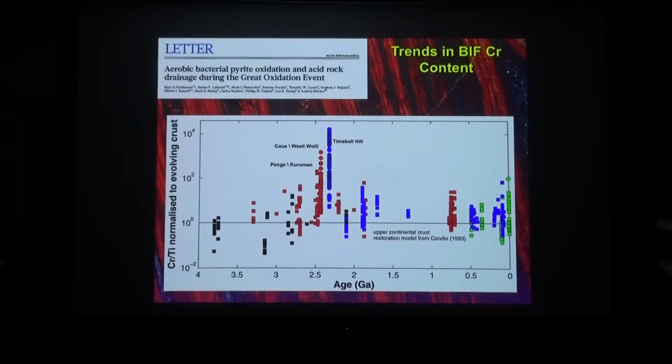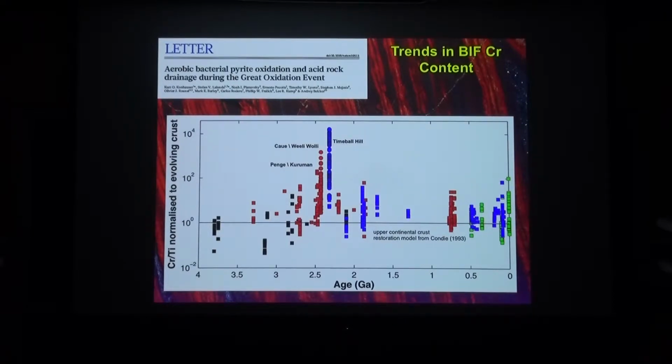In other words, in this thing, we have a lot of different data points here. The classic BIF that form offshore have no chromium. Only the ones near shore have chromium, and that makes sense because if you buy into the chromium 6 model, chromium 6, as soon as it hits seawater, gets reduced, right? It doesn't make it into the open ocean.